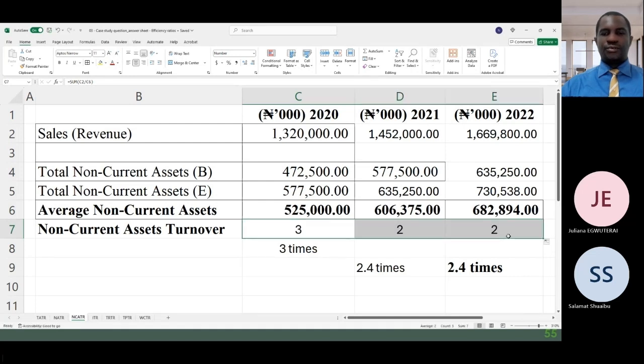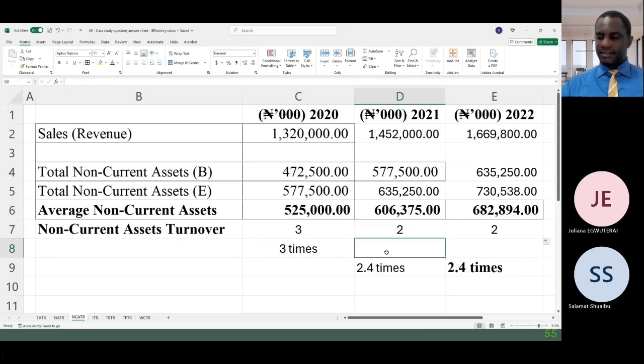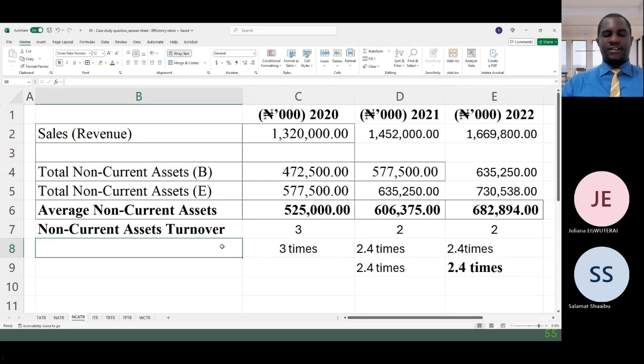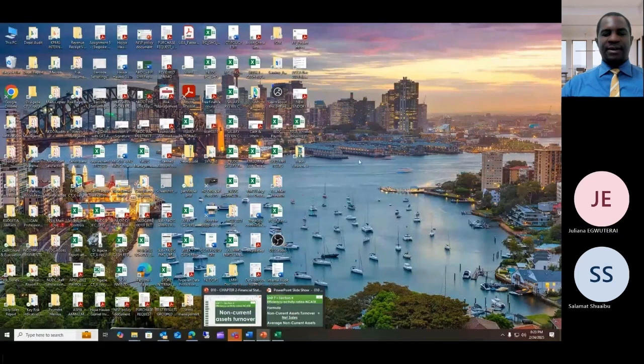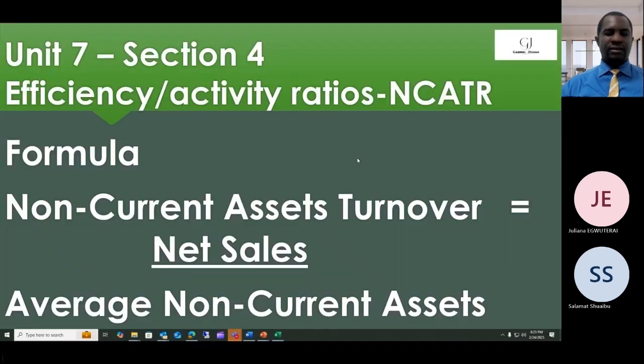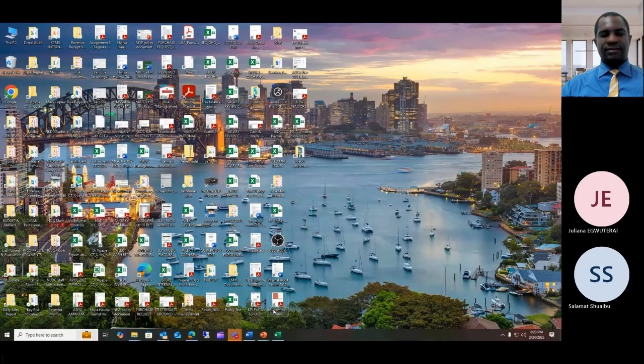Yeah, so it's now up to 5, so 2.4 exactly. So 2.4 times, 2.4 times. So Excel approximated it for us. That's fine. Okay, I think it's a simple formula, and from their performance, it seems their revenue is above their non-current asset or their fixed asset. Shows the company is doing well under this metric.